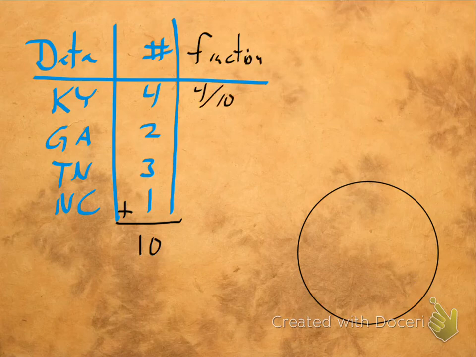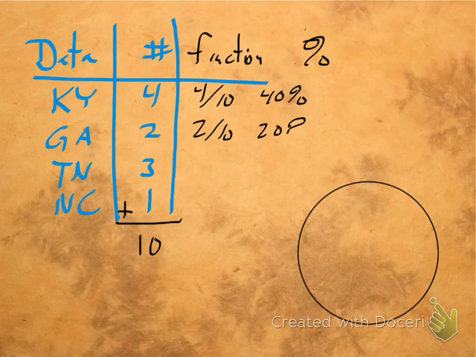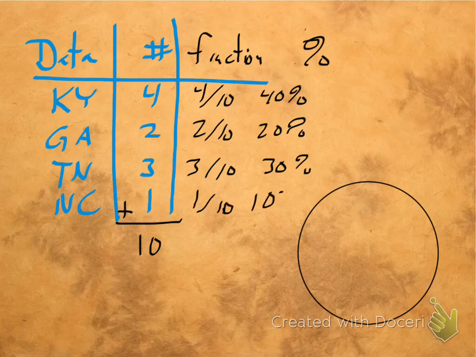So 4/10 of the people, or 40%. We can do it as a percent as well. 2/10, or 20%, live in Georgia. 3/10 live in Tennessee, which is 30%. And then finally, 1 out of 10, or 10%, live in North Carolina.